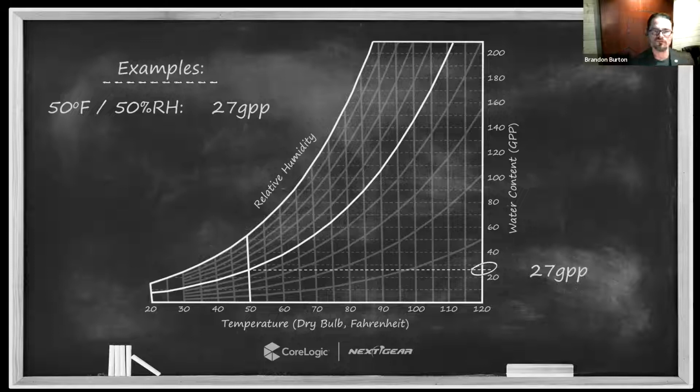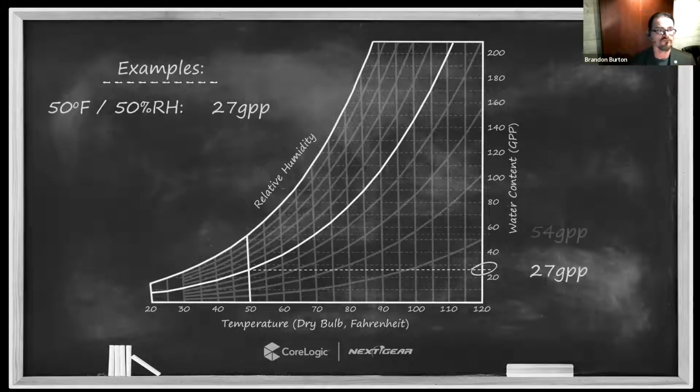Now, to really test your understanding of the chart, if 50 degrees Fahrenheit at 50% relative humidity is 27 grains, then what is 50 degrees at 100% relative humidity? And think about that for just a quick second, without even looking it up on the chart. If half full is 27 grains, you should be able to figure out in your brain, without even looking at a chart, that 100% full would be twice that, exactly twice that. And that would be exactly correct.